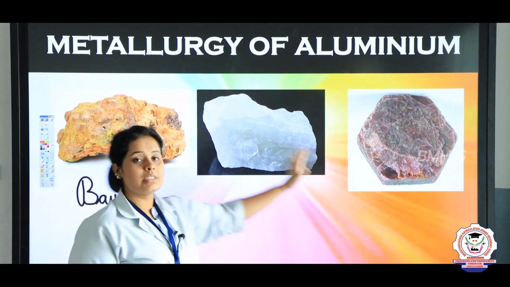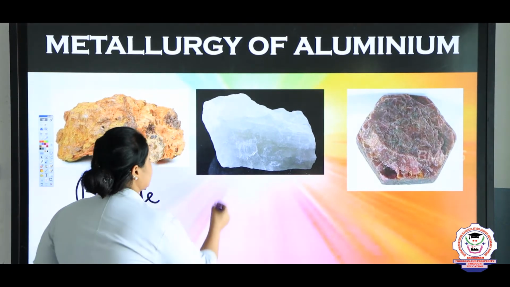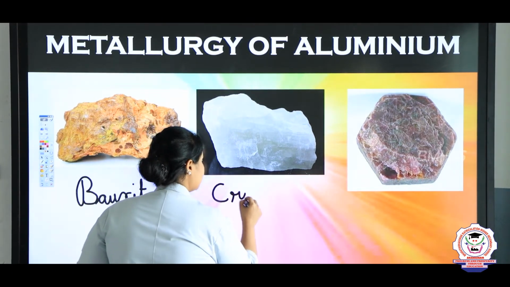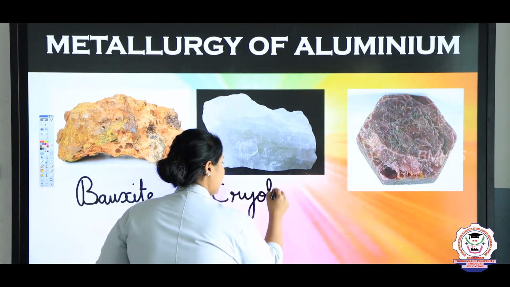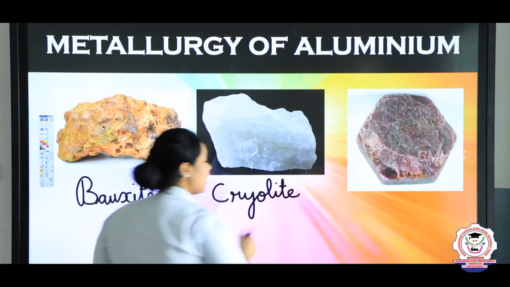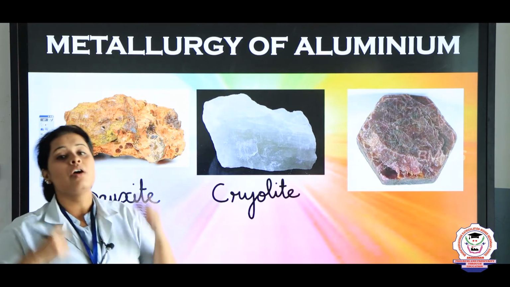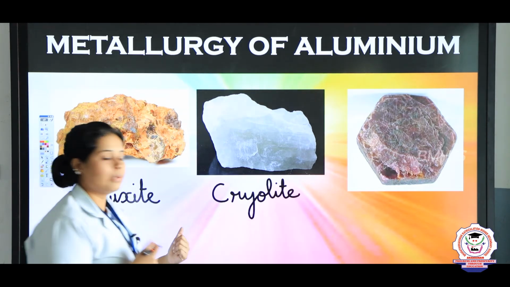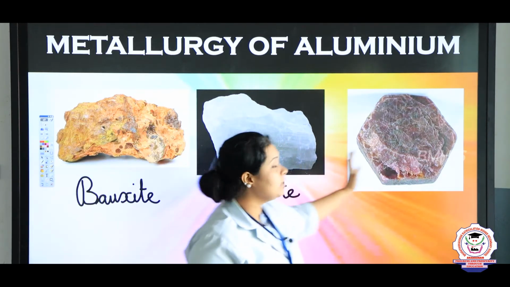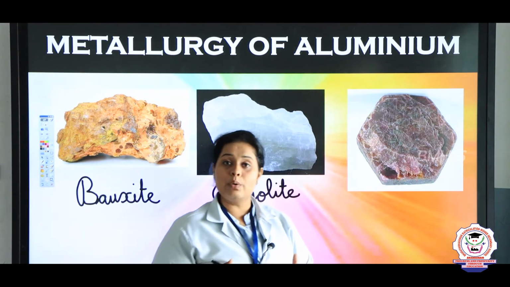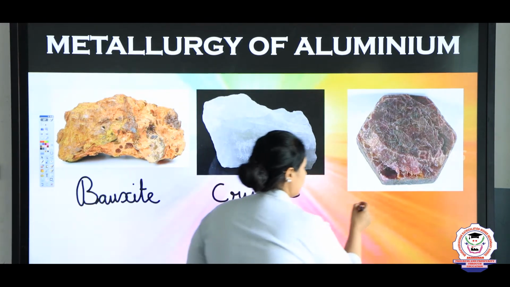After that comes the second one, which is cryolite. Cryolite contains aluminium, fluorine and sodium. In the same way there is one more ore which is known as corundum.